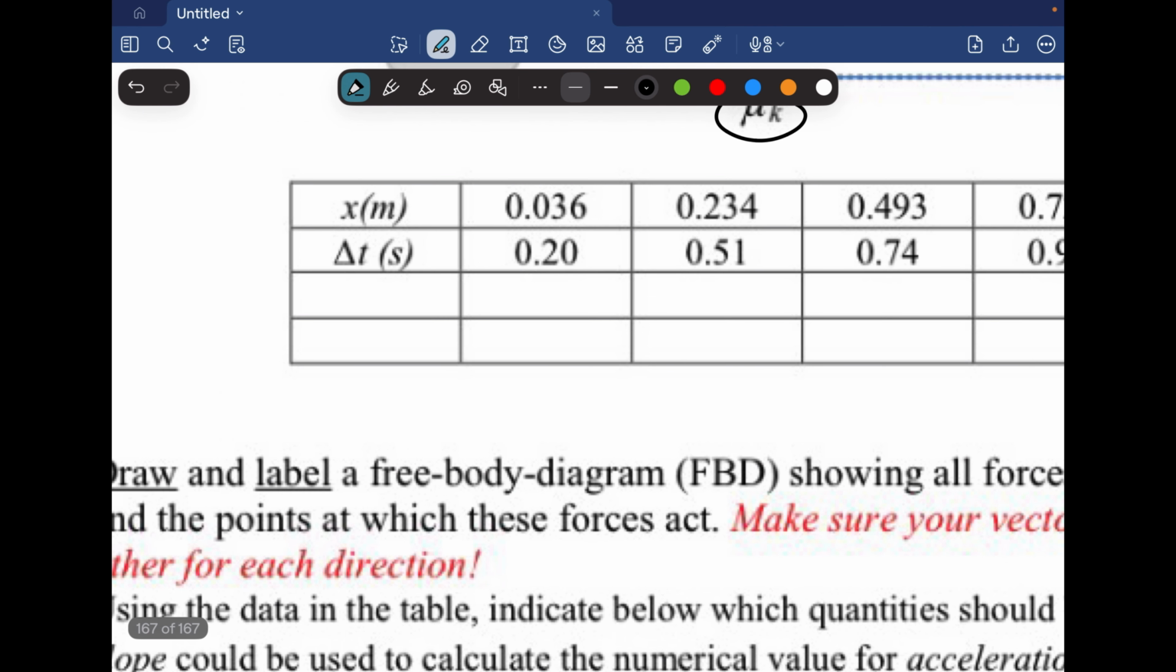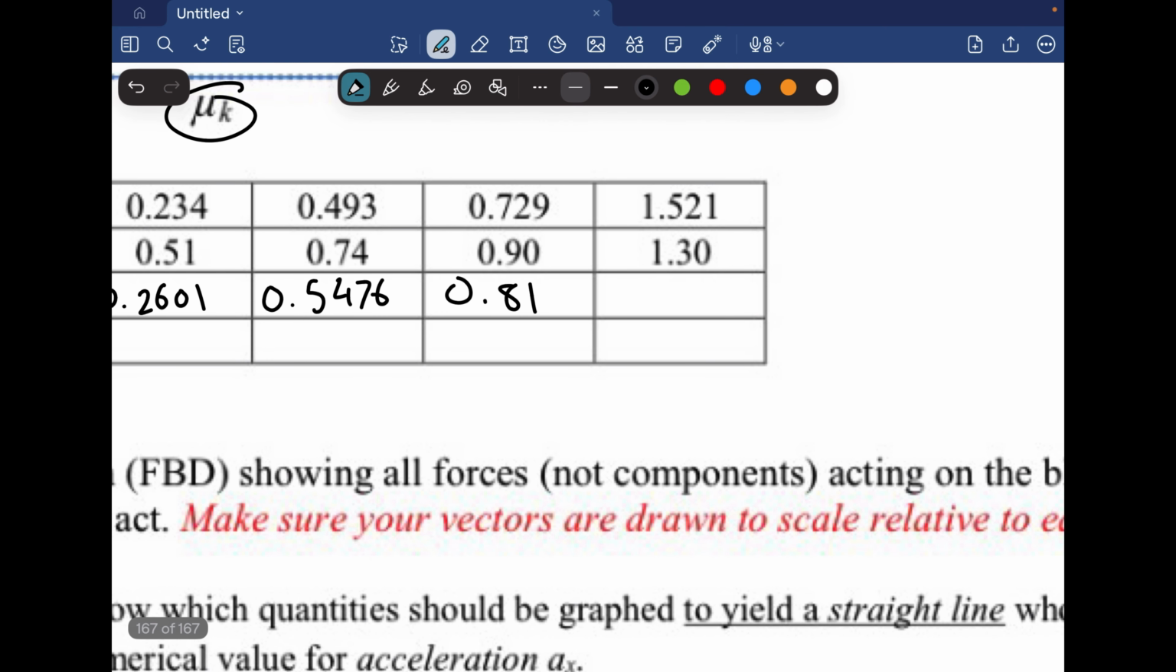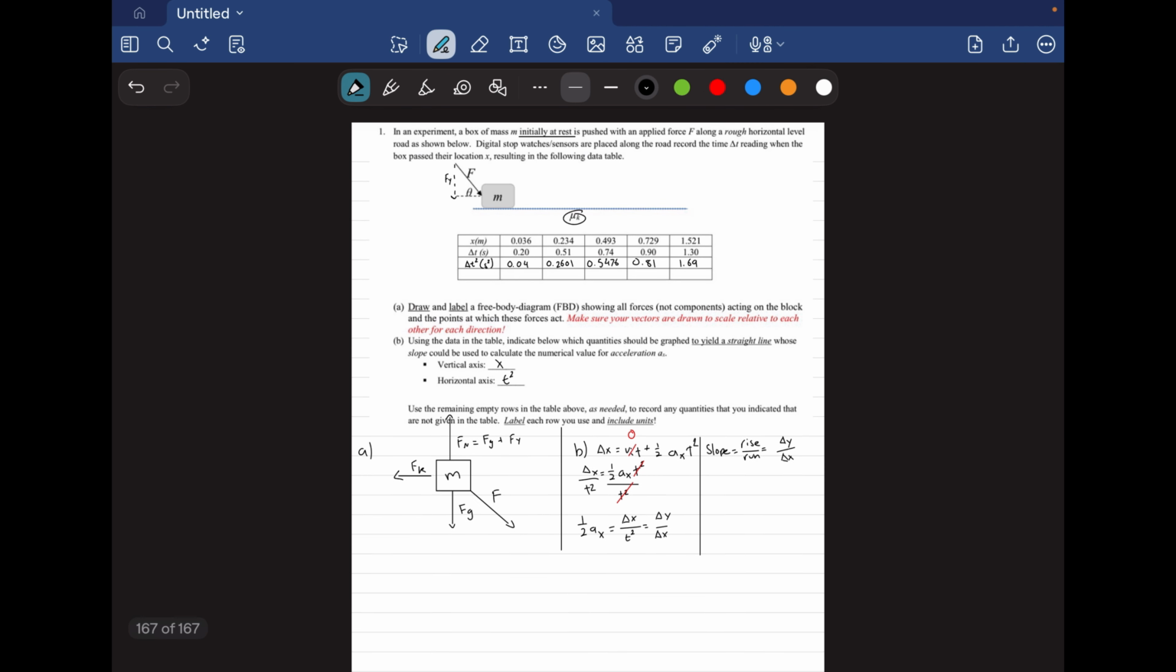So, which would give you 0.04, 0.261, 0.5476, 0.81, and 1.69. So that is part A and B.